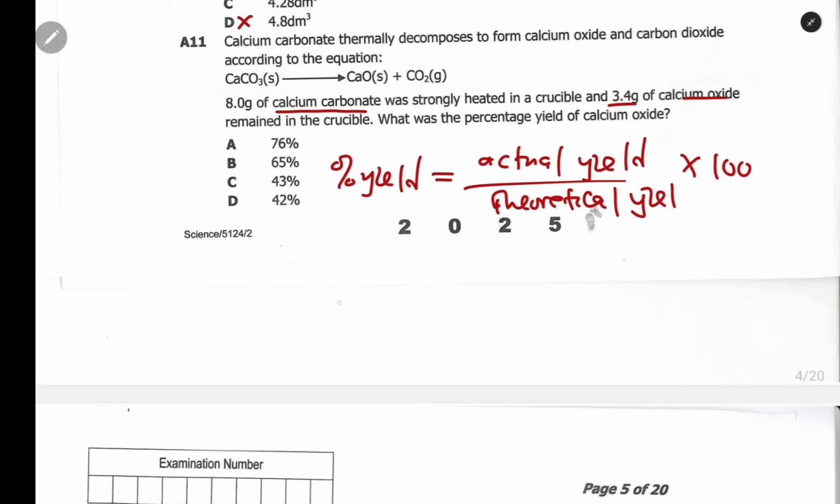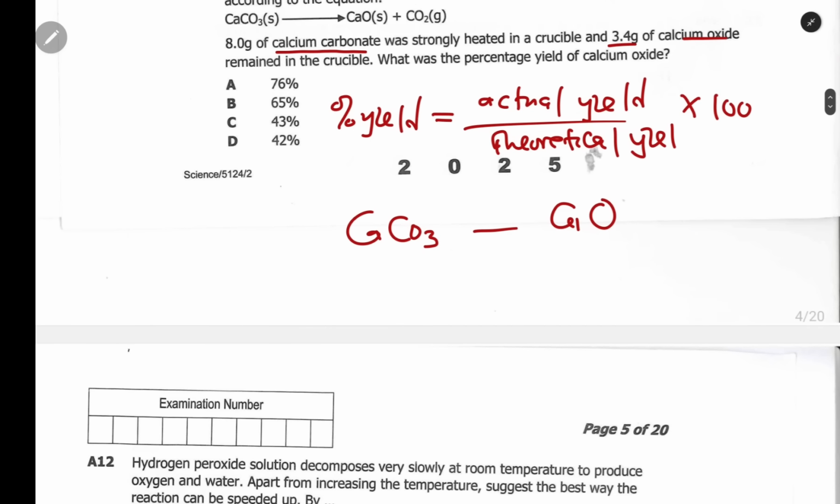Now to find the theoretical yield, we are going to form a ratio of calcium carbonate to calcium oxide. We are going to use mass to mass. These are masses. So find the molar mass of this one and treat it as mass, and that is 100 gram. So 100 gram of calcium carbonate decomposes to produce, the molar mass of this being 56 gram of calcium oxide.